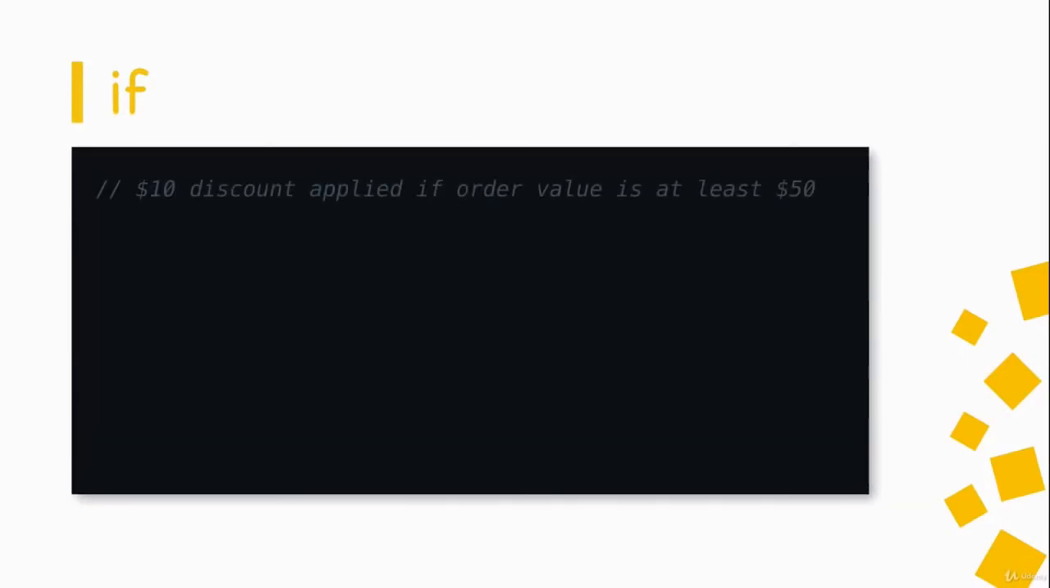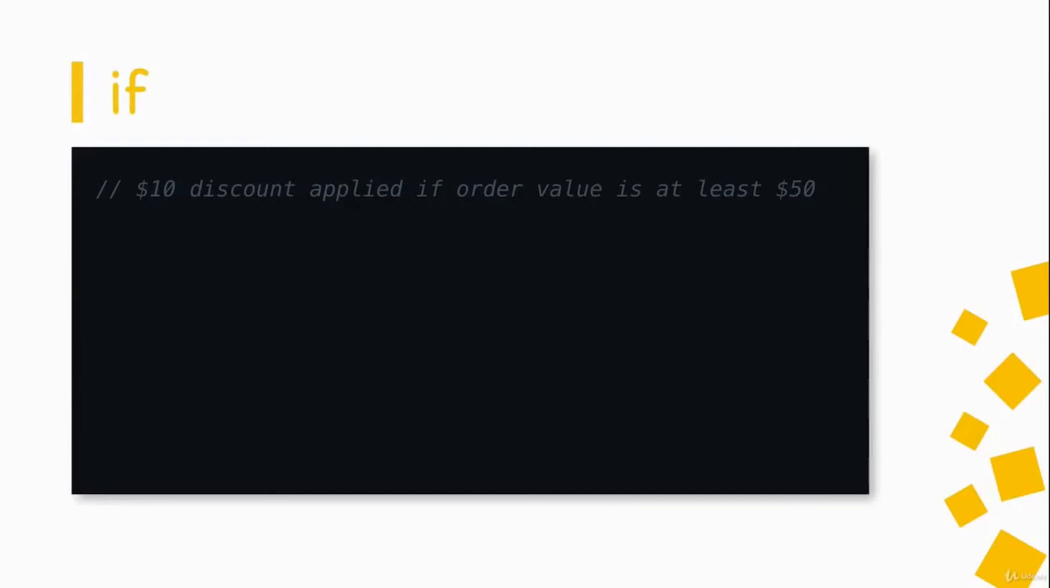Now let's take a look at a more practical example of using the if block. So let's say you're developing an online store website, such as an e-commerce website, and inside the e-commerce website, you are running a marketing campaign. And according to this marketing campaign, if the total order value of a customer is at least $50, then they get a $10 discount. So in the shopping cart page, you have to calculate whether the customer value is more than or equal to $50 or not.